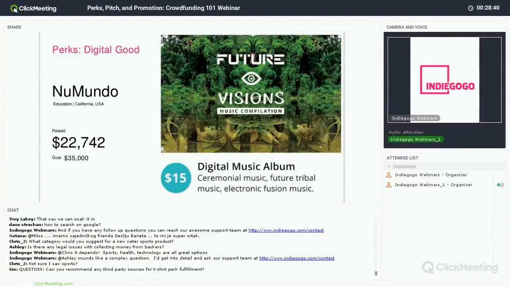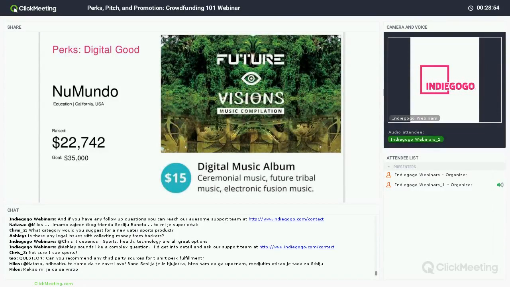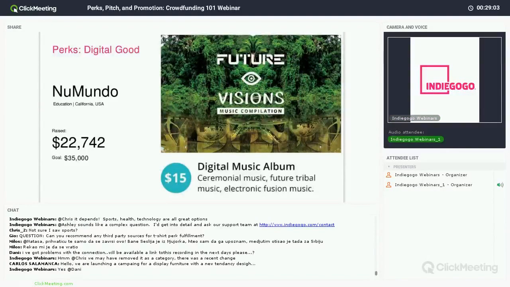Digital goods. This is a type of perk that is usually really cheap to offer, and for that reason, a great idea to try and fit in if it works with your campaign. Again, you don't want to do backbends to create different types of perks. You want it to still make sense. New Mundo was a campaign raising funds to create a work study program, or work travel program, sorry.